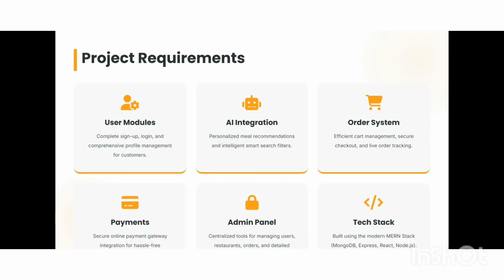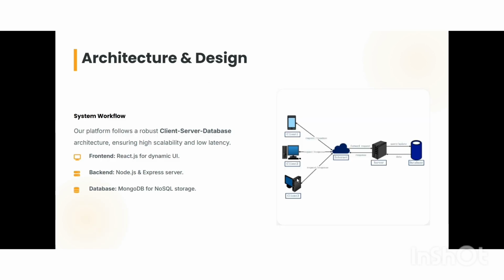Project requirements. To build Food Genie, I divided the project into basic parts. Users and restaurants. Users can create a profile and restaurants can manage their menus. AI features. The app suggests meals you might like. Orders and payments. Users can add food to a cart, pay safely and track their orders. Admin panel. A dashboard to control and see everything on the platform.